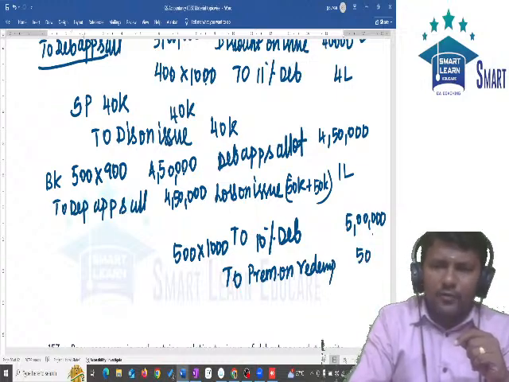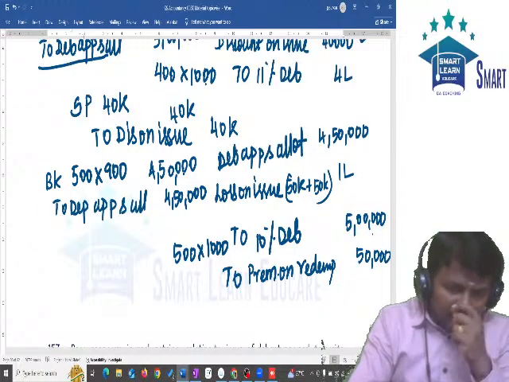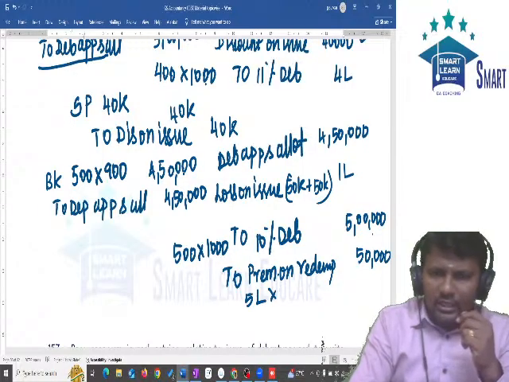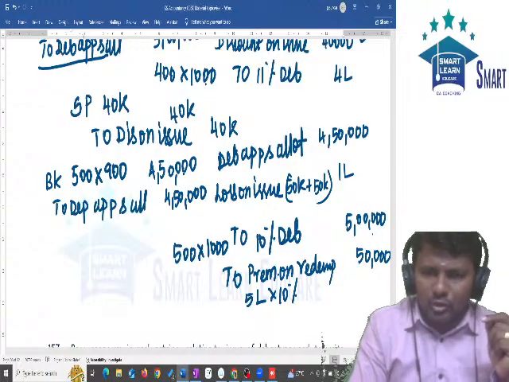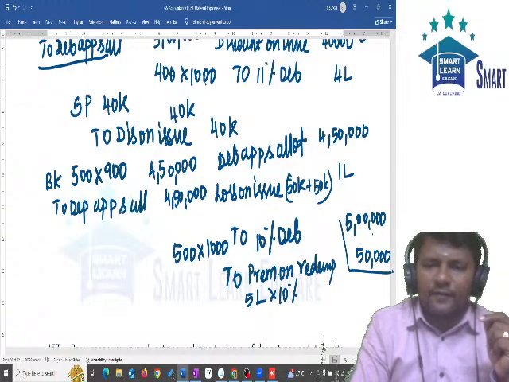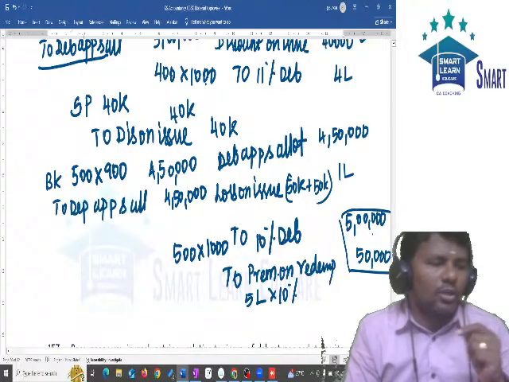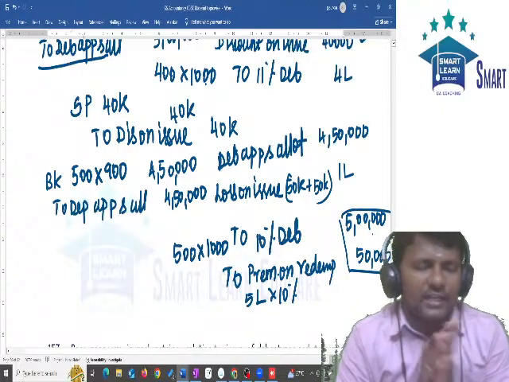How much amount is it? 50,000. How is it 50,000? 5 lakh is the amount, and the premium is 10 percentage. 5 lakh into 10 percentage is 50,000. So total credit total is 5 lakh and 50. Debit total is also 5 lakh and 50. The entry is tallied. That's all.